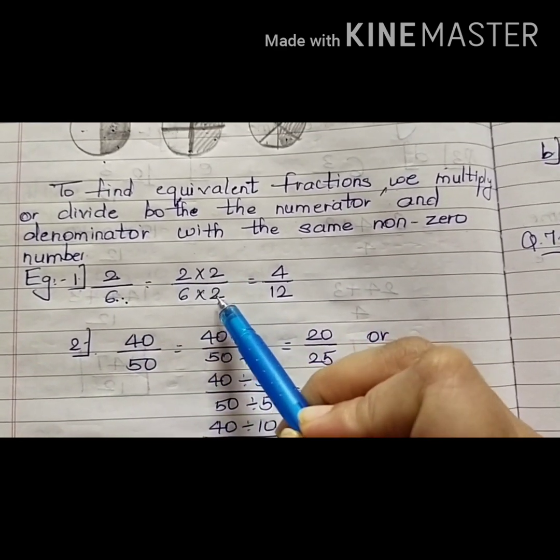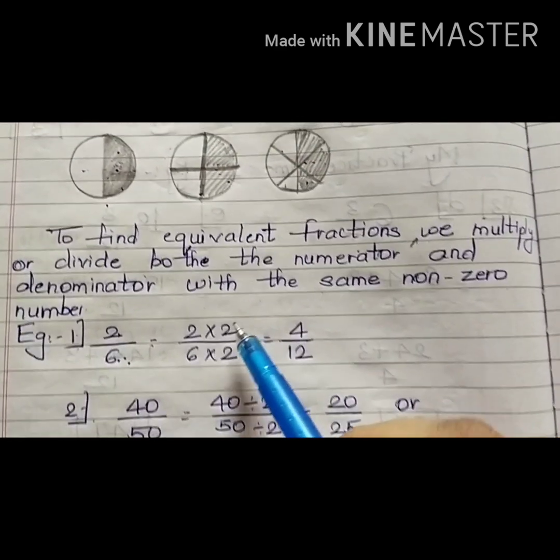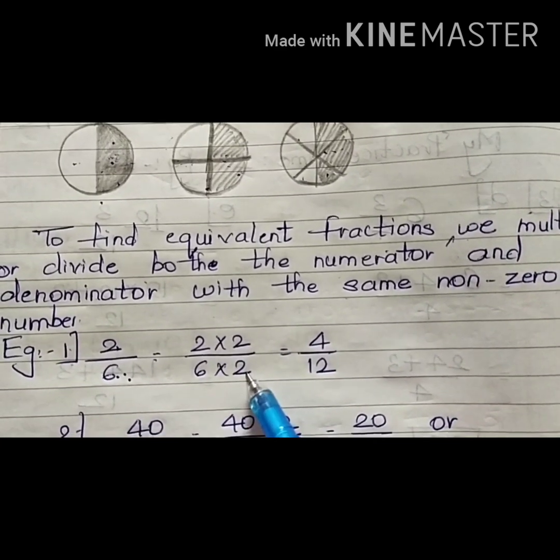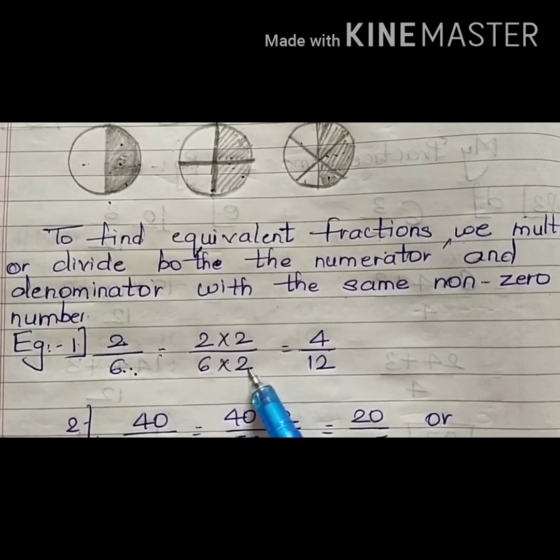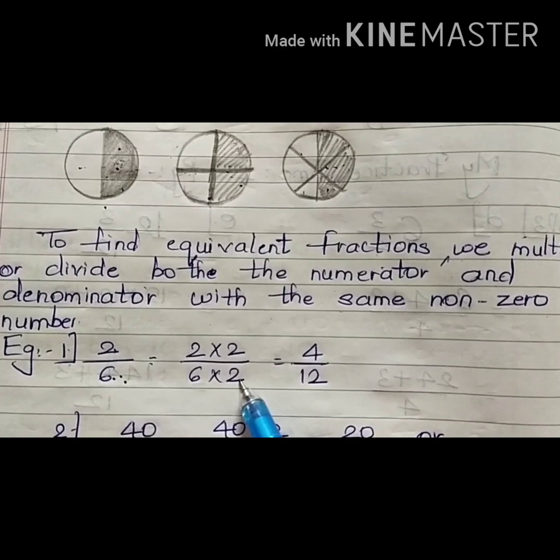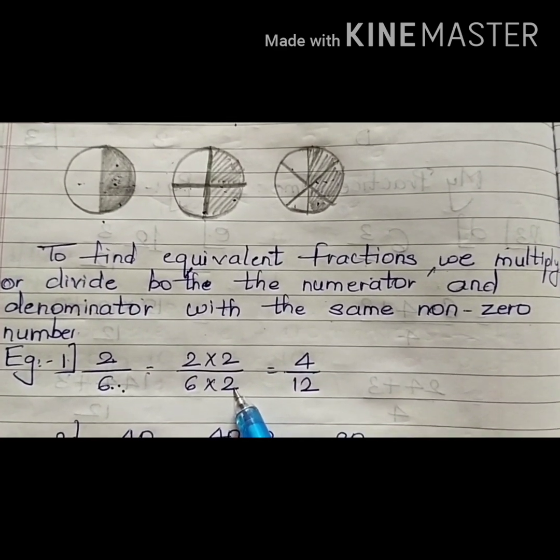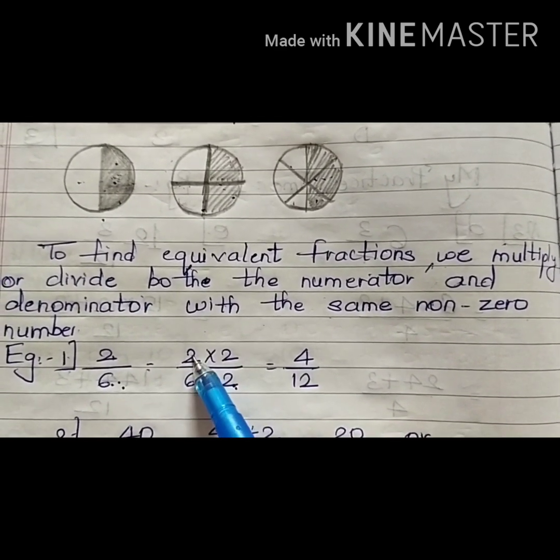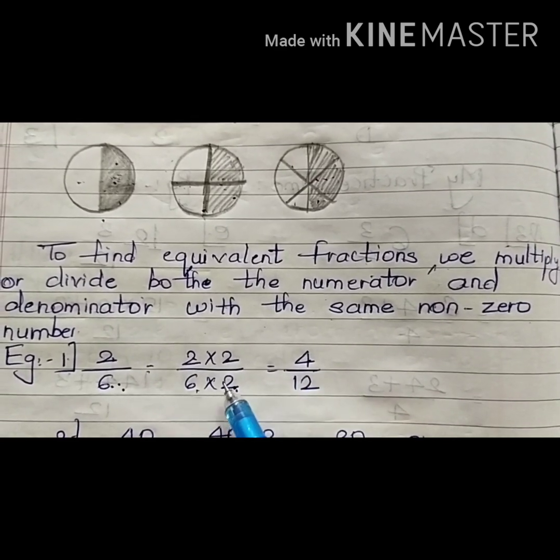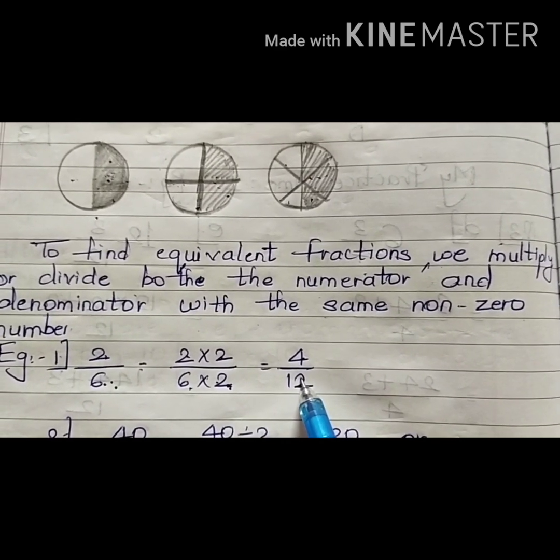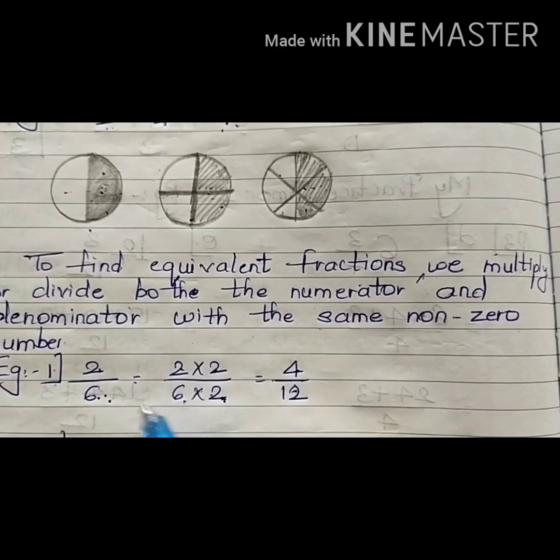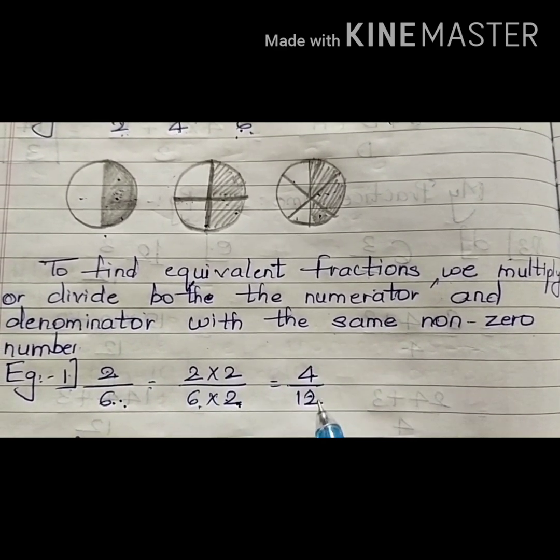So here I have taken a number 2. If you all can see, I have taken the number 2. Not necessary that you have to take only 2. You can take any natural number starting from 1. So I have taken 2. So 2 multiplied by 2 is 4 and 6 multiplied by 2 is 12. So the first equivalent fraction that I got after 2 upon 6 is 4 upon 12.